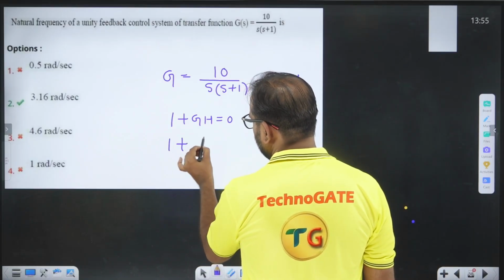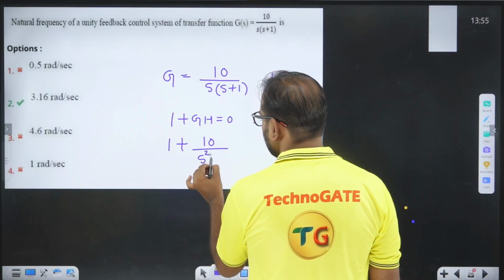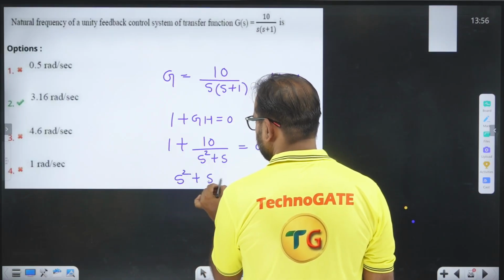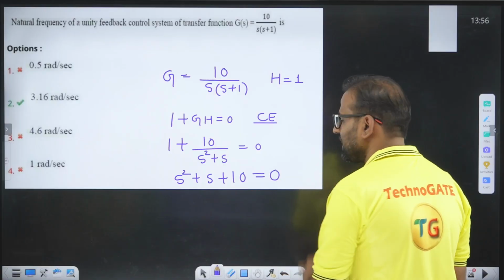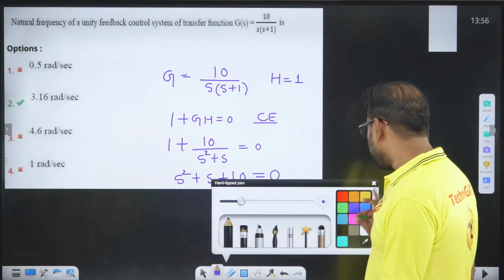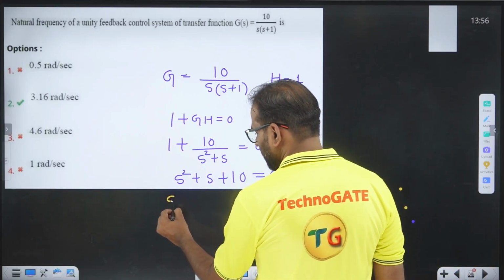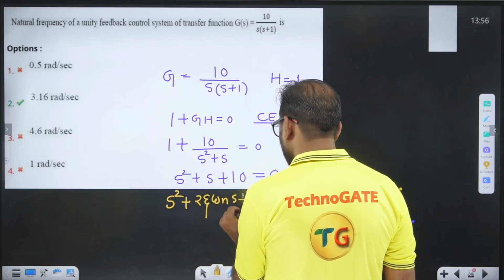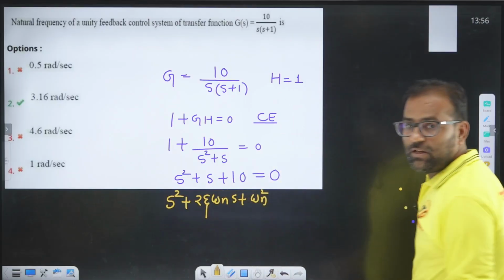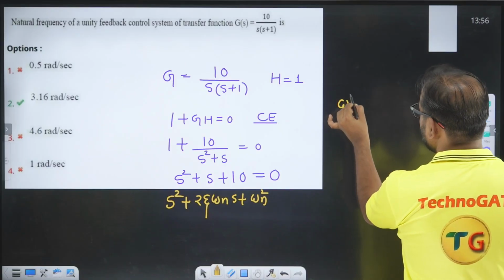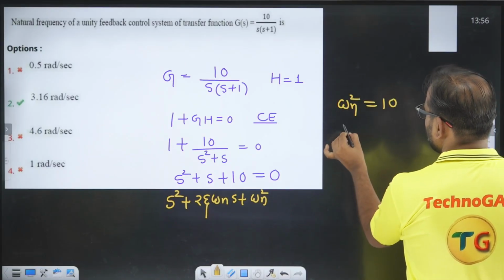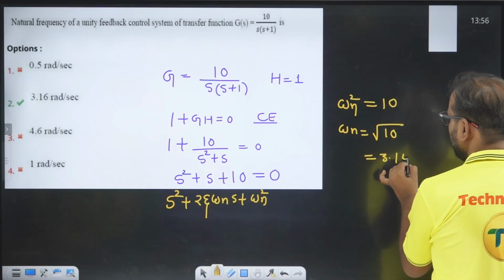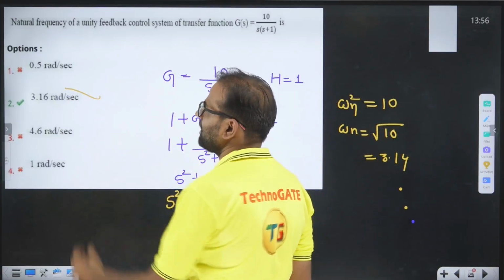So 1 plus 10 divided by S square plus S equal to 0, or you can say S square plus S plus 10 equal to 0. This is the characteristic equation. If the characteristic equation is given, we can compare it with the standard equation s square plus 2 zeta omega n s plus omega n square. So what is the value of omega n square? The value of omega n square here is 10. So omega n equal to what? Under root of 10. Under root of 10 is what? 3.16. So 3.16 is the correct option for the given question.